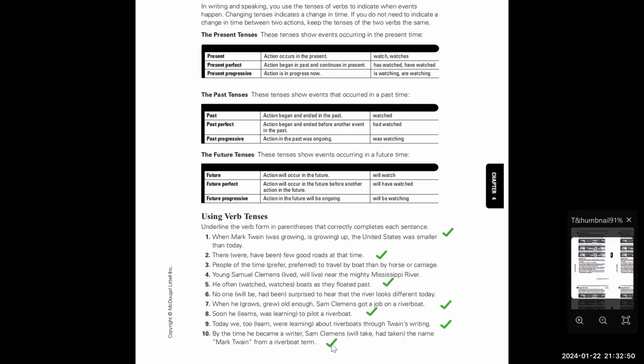Okay, not bad. Some sentences here are tricky, and you got 1, 2, 3, 4, 5, 6, 7. So only 3 mistakes, not bad. So very good. Okay, it's time already. Thank you. Good job.